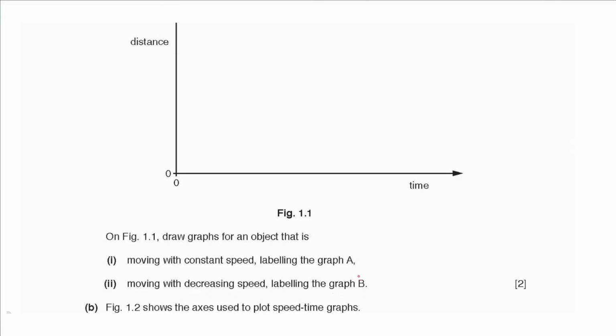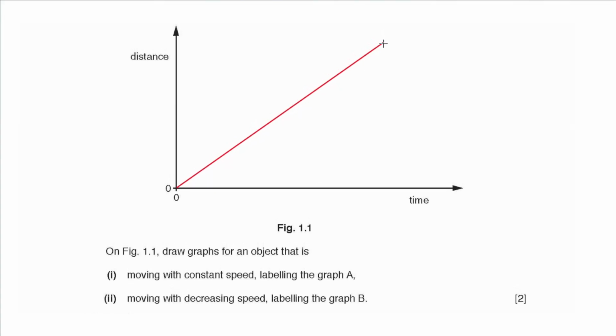So speed in a distance-time graph is equal to the gradient or the slope. This means that for a constant speed we need to draw a straight line with constant slope. It does not have to start at the origin, but it must be a straight line, and we label this one A. As for the other one, we have a decreasing gradient for decreasing speed. So we start with something more vertical and we end with something more horizontal, and we label this one B.